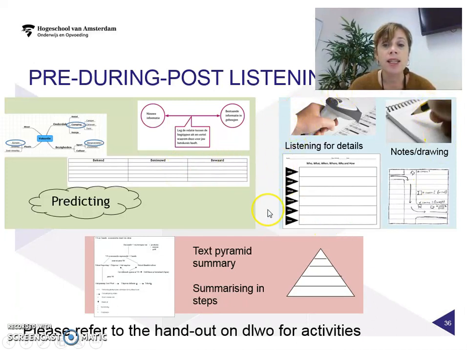While listening, you typically listen for details or listen for specific information using the who, what, when, where, why, and how questions by having pupils fill in a grid, by taking notes or by drawing, for instance, by following instructions in the listening text. Afterwards, you can refer to the text by getting pupils to summarize the text or by summarizing particular steps in a text.